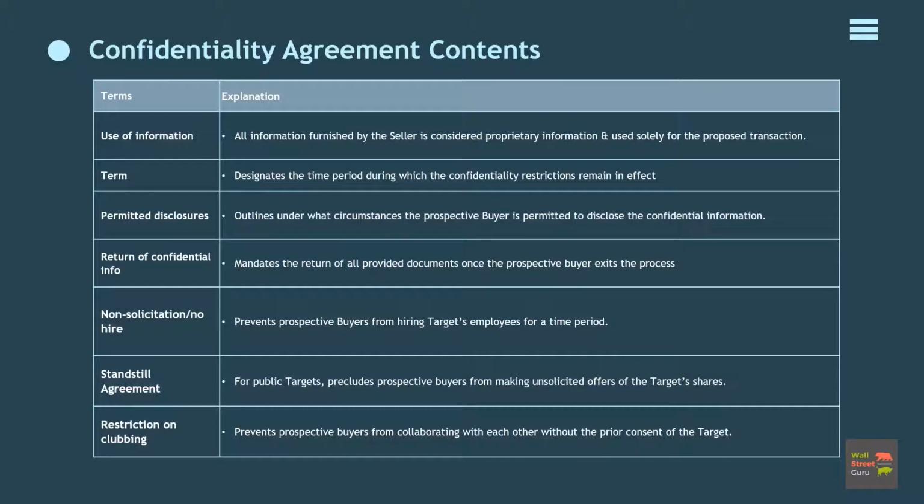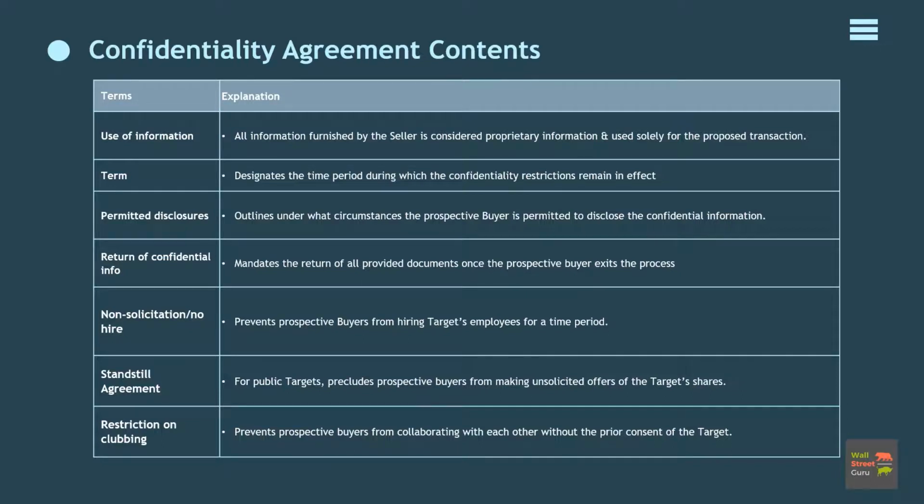A typical confidentiality agreement includes provisions governing the following. Use of information. This states that all information furnished by the seller, whether oral or written, is considered proprietary information and should be treated as confidential and used solely to make a decision regarding the proposed transaction. Term. This designates the time period during which the confidentiality restrictions remain in effect.